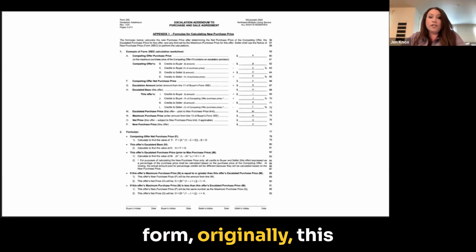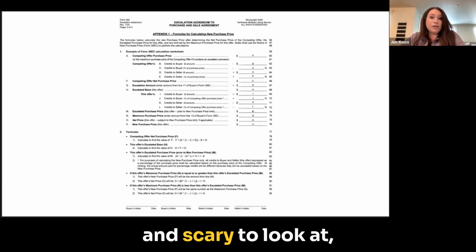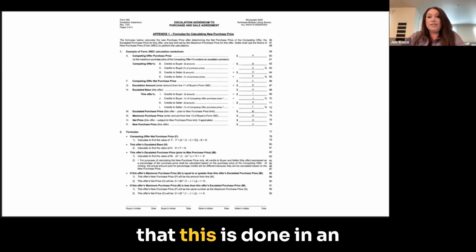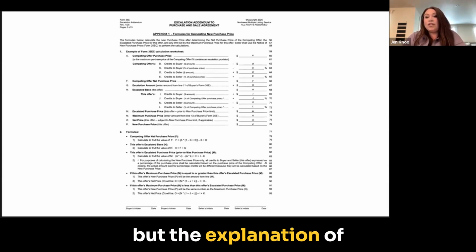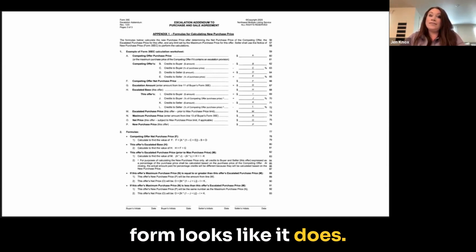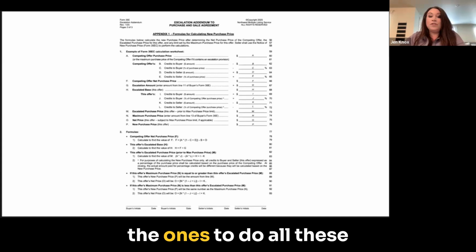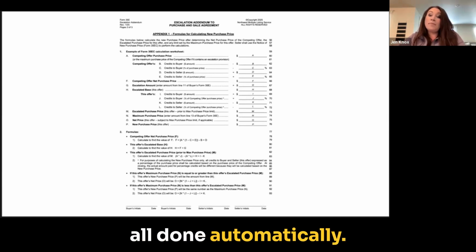Now, looking at the form originally, this is the form that gets signed around when you send over the contract. It's really intimidating and scary to look at. Please assure your buyers and your sellers that this is done in an automatic calculation, but the explanation of how it is calculated does need to be spelled out. So that's why this form looks like it does. We are not going to be the ones to do all these mathematical formulas on the bottom, so we can just reassure our clients that these are all done automatically.